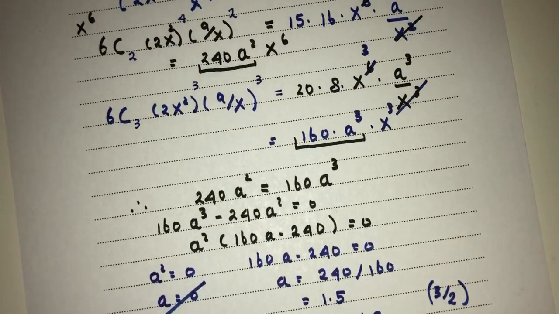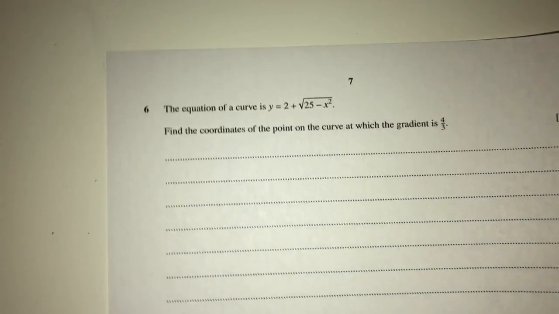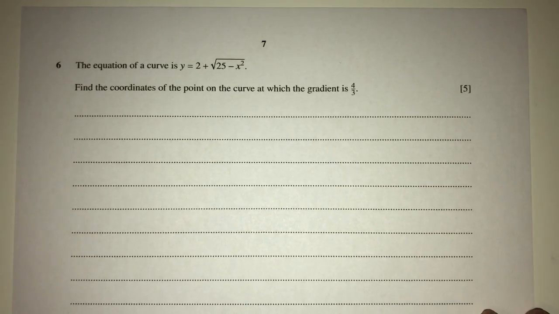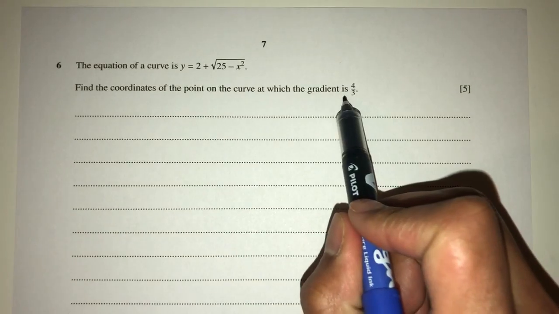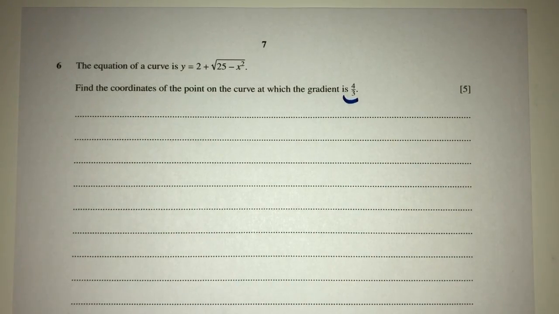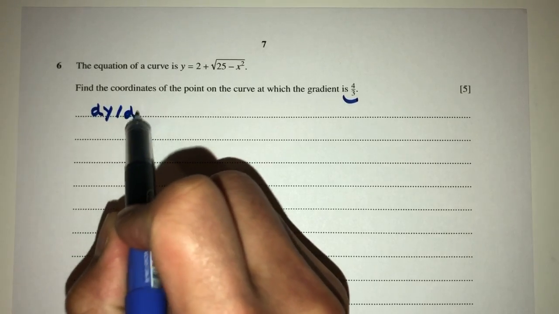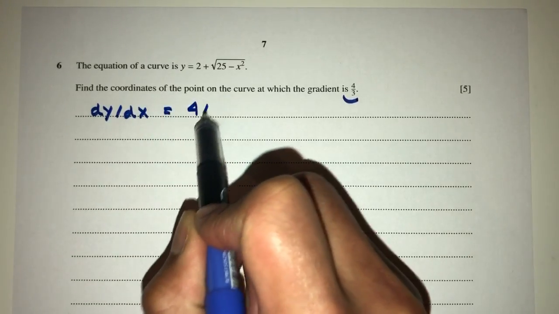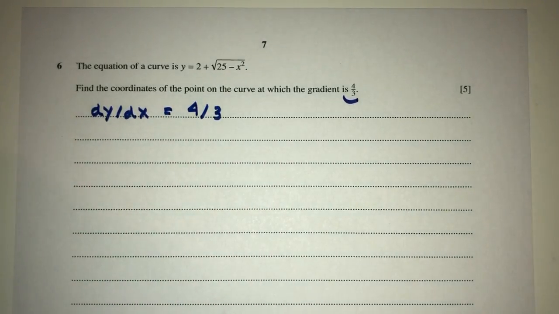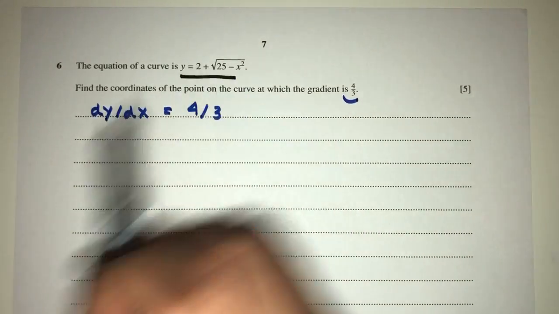That will be question number 5. Now part 6. The equation of the curve is y. We have to find the coordinates of the point where the gradient is this. Now when you think about gradient, what's the first thing you think about? So gradient is actually dy by dx is equal to 4 over 3. So basically we have to find dy by dx from y.